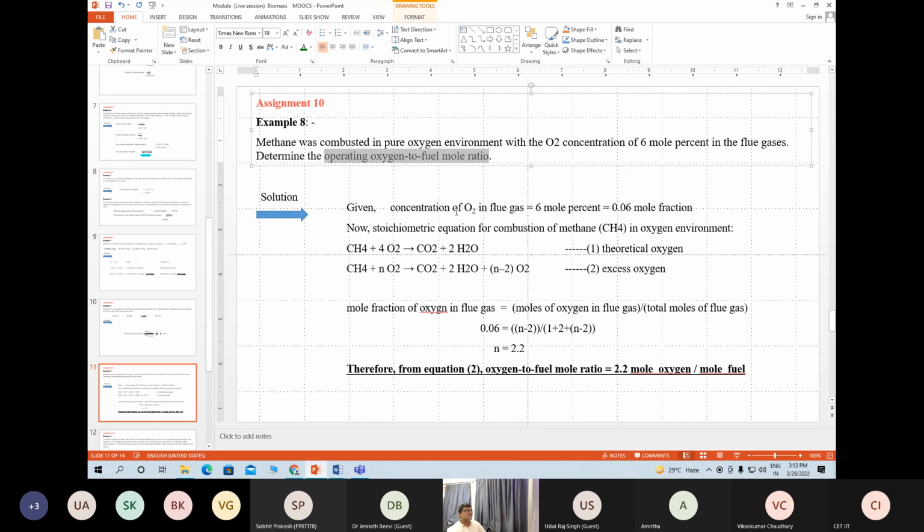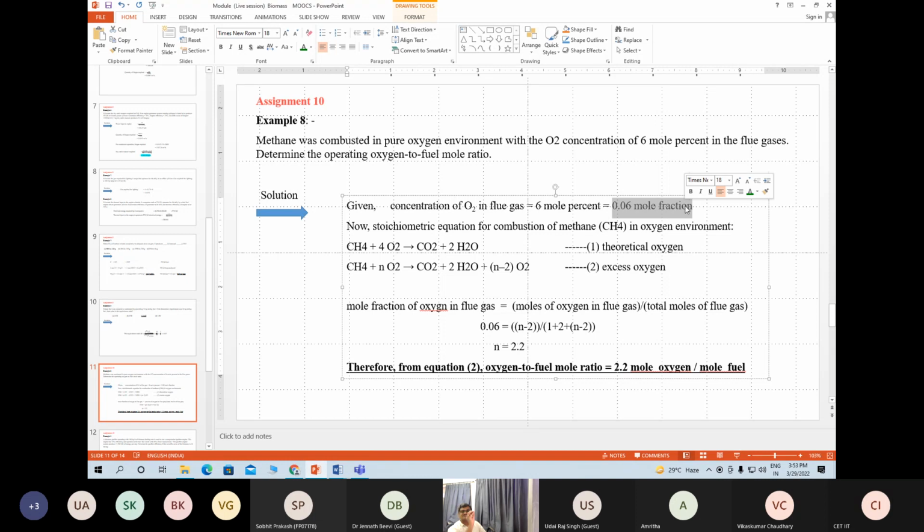As you know, the concentration of O2 in the flue gas is given as 6 mole percent. That means 0.06 mole fraction. The 6 mole percent is the oxygen along with the other flue gases. If I convert that into a mole fraction, it will be 0.06, because we consider the entire percentage as 100 mole percent. So in this case, 6 mole percent is only oxygen. The remaining 94 is some other gas composition in the form of CO2 and so on, right? So that is the total mole fractions of that particular gas.